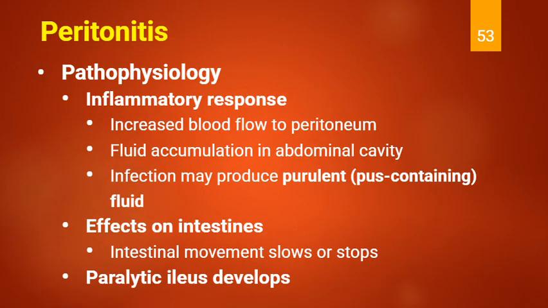When the peritoneum becomes inflamed, the body responds by increasing blood flow to the affected area. This causes redness, swelling, and release of inflammatory fluid into the abdominal cavity. As bacteria multiply, the fluid may become purulent, meaning it contains pus. Inflammation also affects intestinal function. The intestines may slow down or stop moving completely, a condition known as paralytic ileus. When intestinal motility stops, intestinal contents cannot move normally, leading to abdominal distension and decreased bowel sounds.